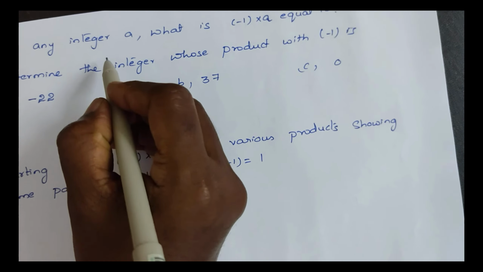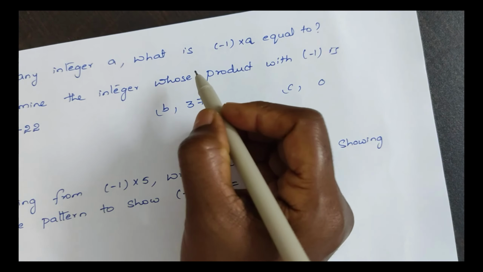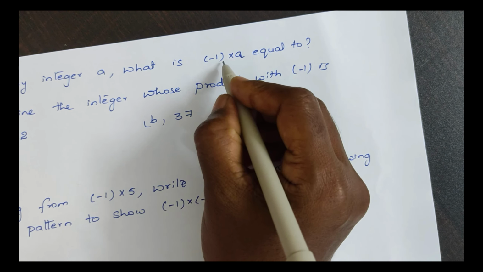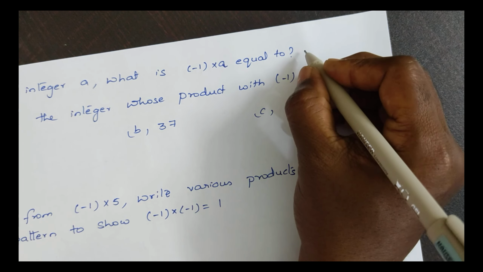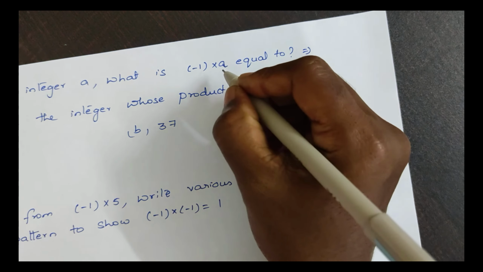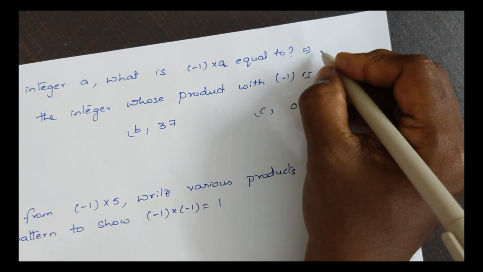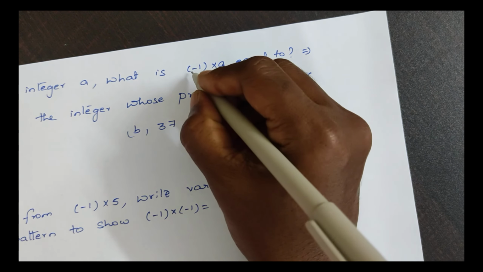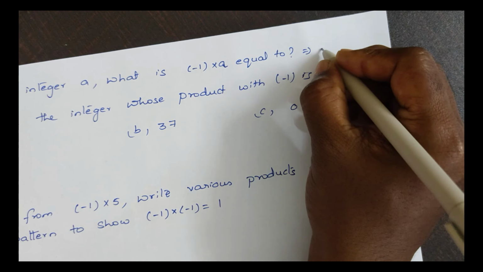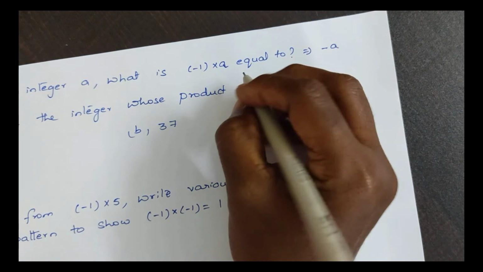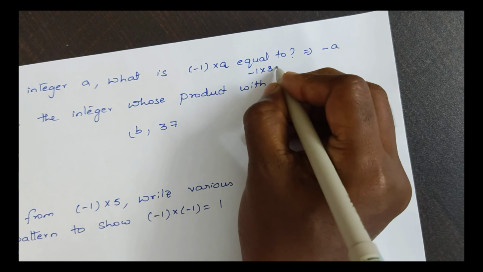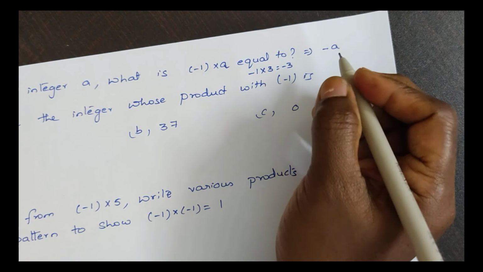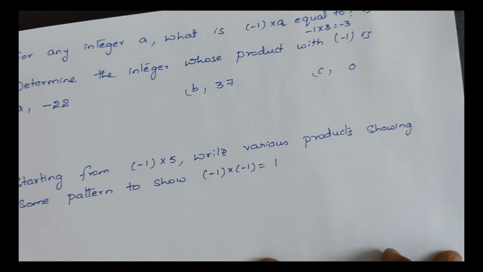For any integer a, what is minus 1 into a equal to? So if you are multiplying any digit with the negative symbol, now here we are multiplying minus 1 into a. So simply it gives you minus a. That is, if you are multiplying minus 1 into 3, it gives you minus 3. That's a simple thing. Okay.